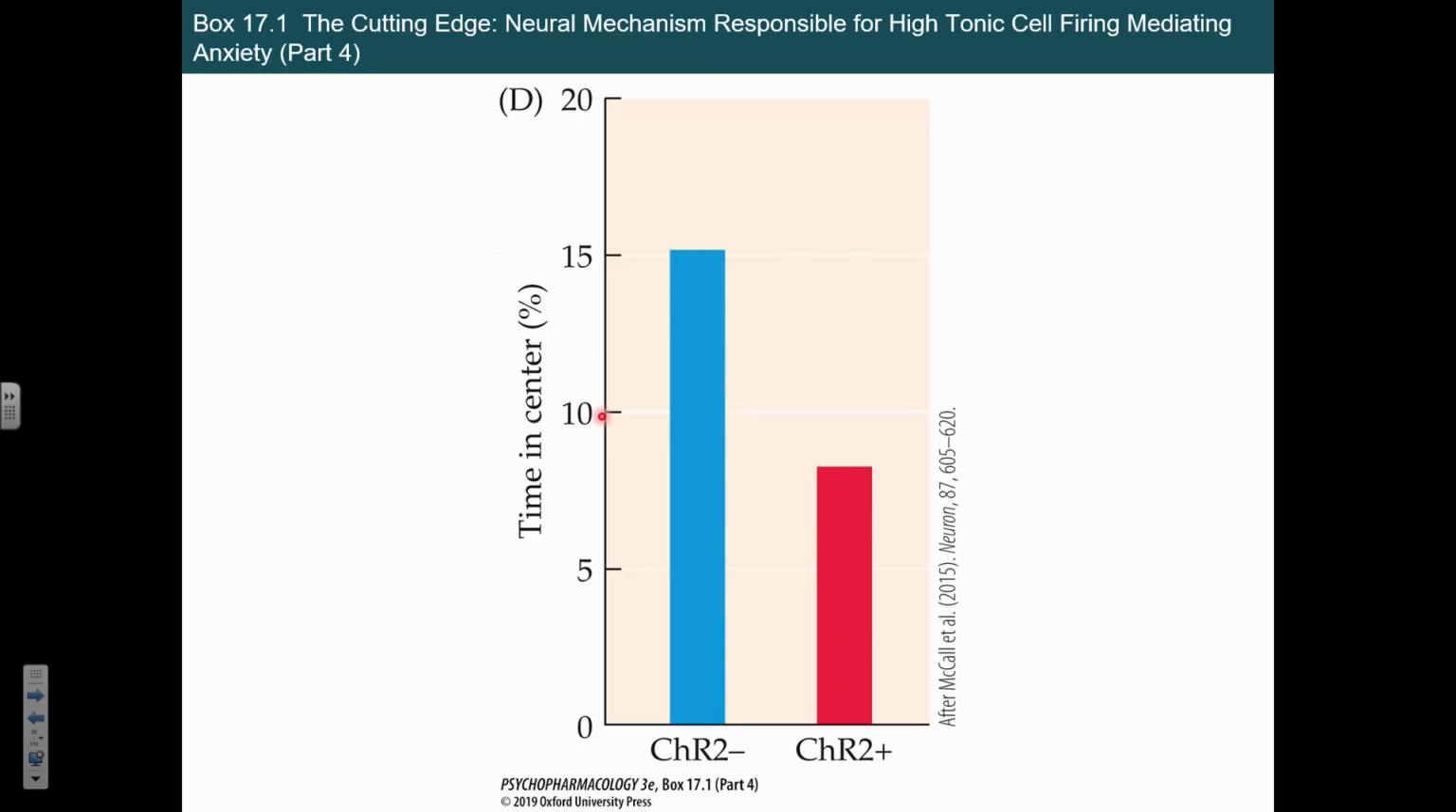Basically, all they did here, in some animals, was optogenetics. What they would see is that if they activate the cells and increase the tonic firing in that third group of noradrenergic cells, you would see a reduction in the time that an animal spends in the center of a box. And animals, if they are anxious, will hug the walls.